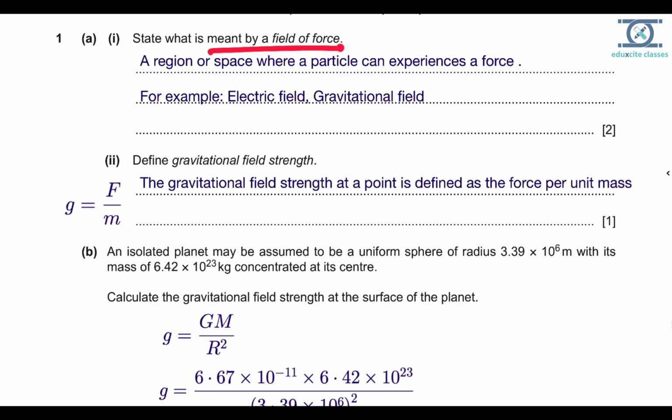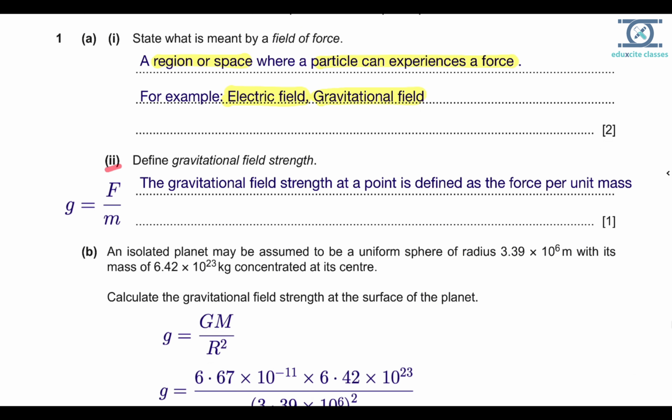What is meant by a field of force? A region or space where a particle can experience a force is known as a field of force, for example, an electric field or gravitational field. It is of 2 marks, so the main keywords are the region or space where a particle can experience a force. Also, you can add examples like electric field or gravitational field, which are under the category of field forces.